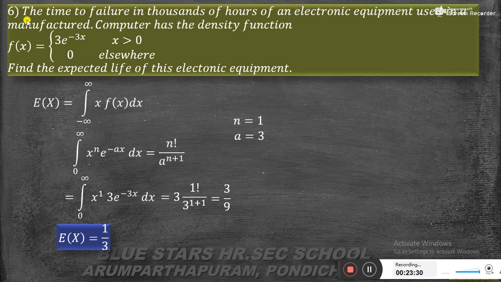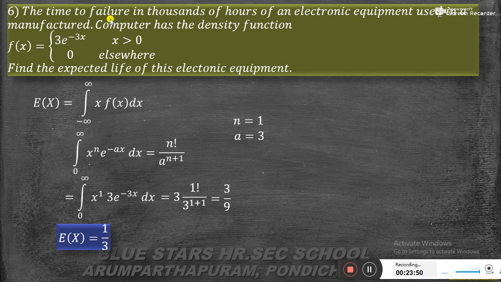So you see the sixth question: the time to failure in thousands of hours of an electronic equipment used in a manufactured computer has the density function f of x equal to 3 into e power minus 3x, x greater than 0, 0 elsewhere. Find the expected life of this electronic equipment.